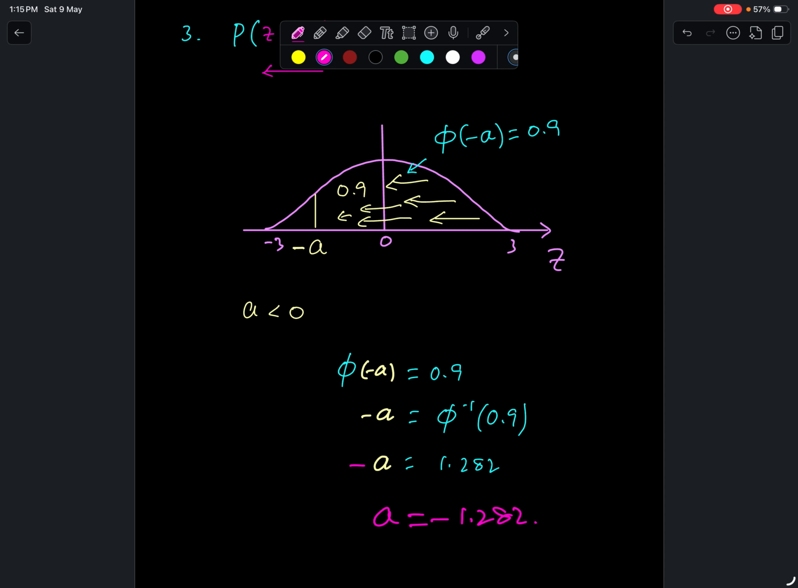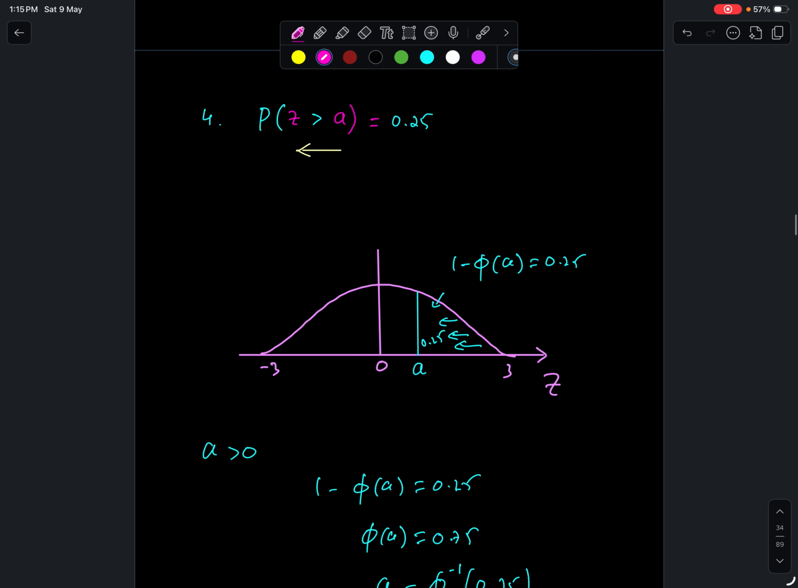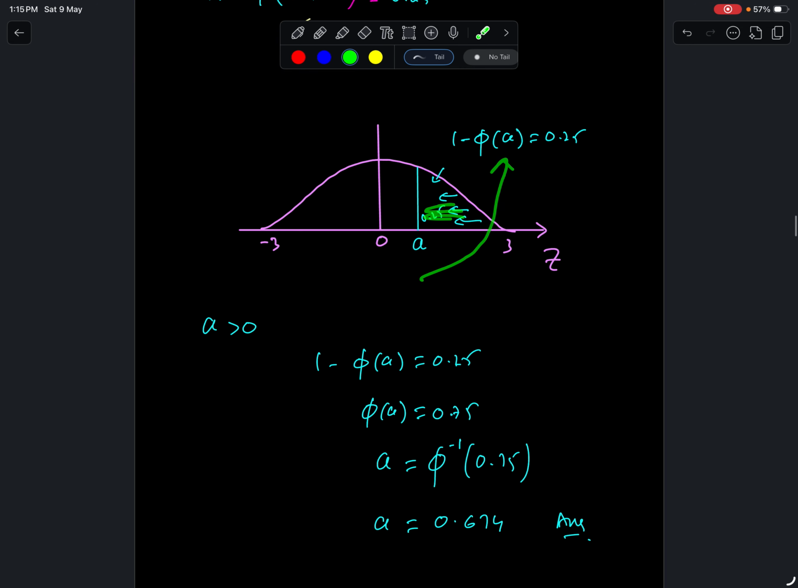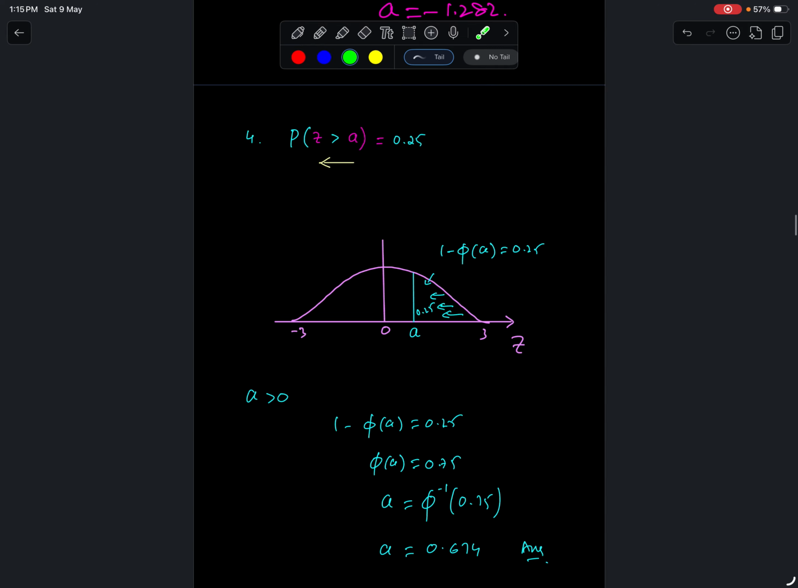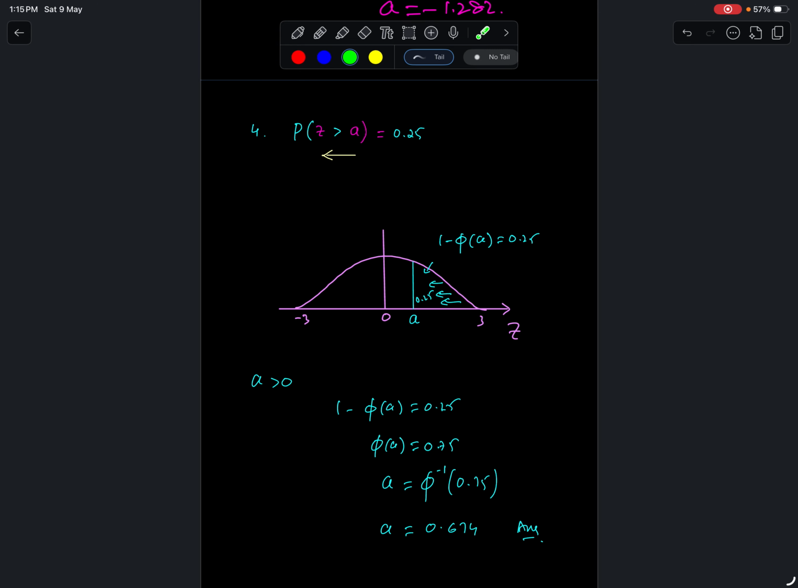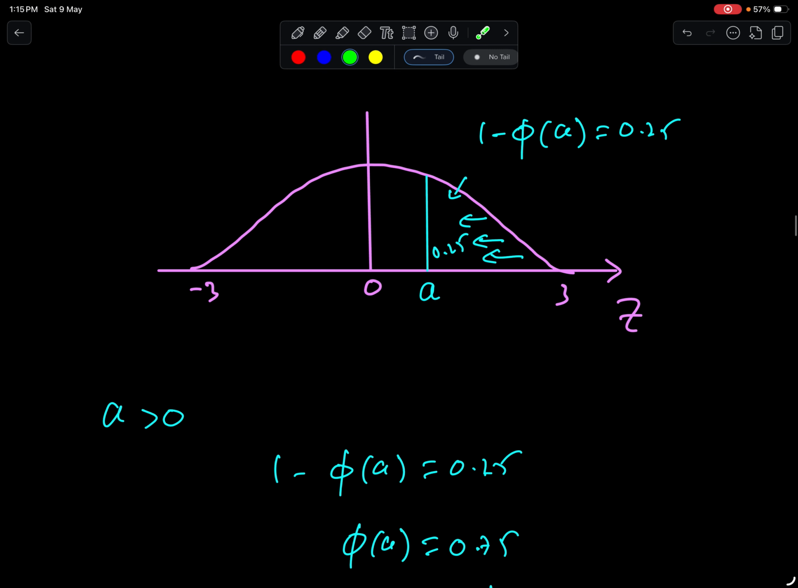One extra step. Now this time the area is on the right side of 0 and this A is positive. So a small area, 1 minus phi A, and get this answer. You must be good at inverse normal.